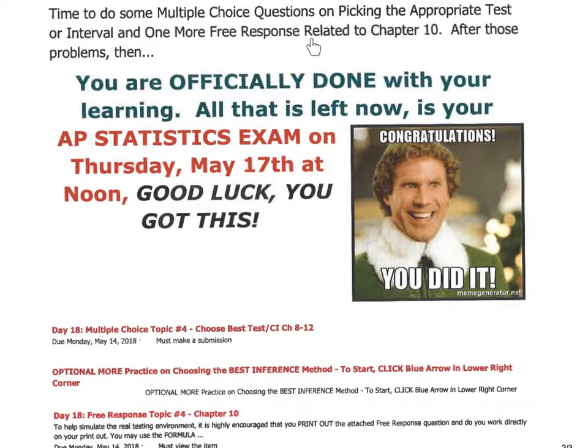Now let's try some practice of picking the appropriate test or the interval, all related to our material in chapters 8 through 12. The great news is you are officially done with your learning, and all that's left is going to be our exam on May 17th. So let's go to this data right here. Again, you're first going to look at choosing the best test or interval of chapters 8 through 12.